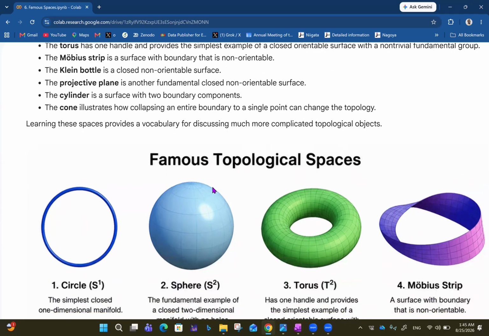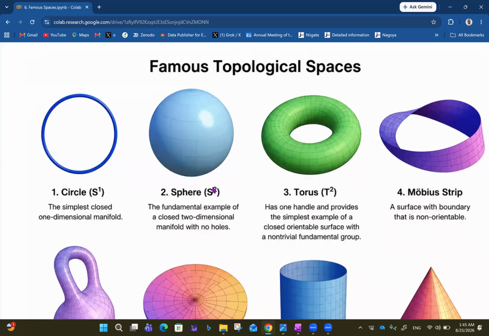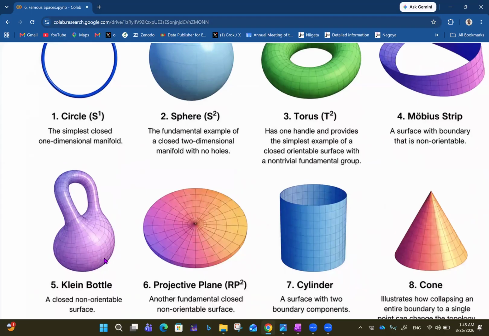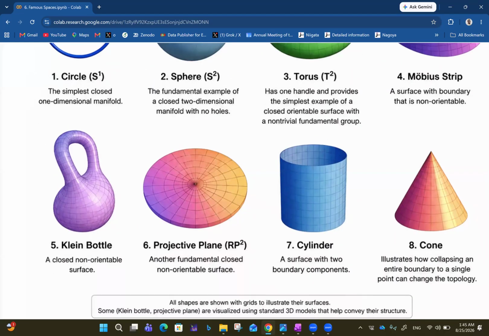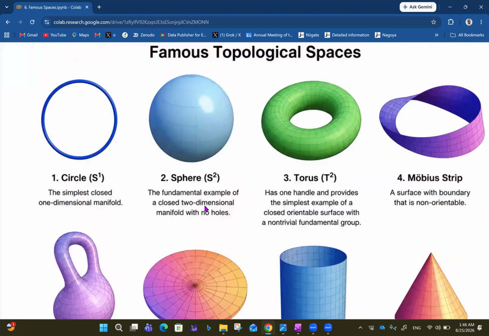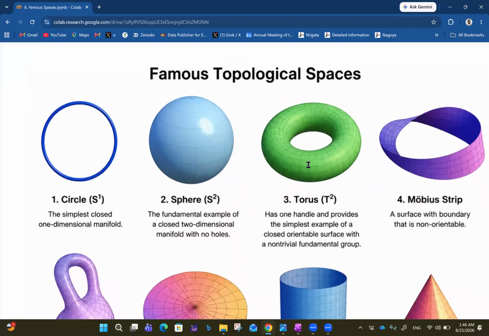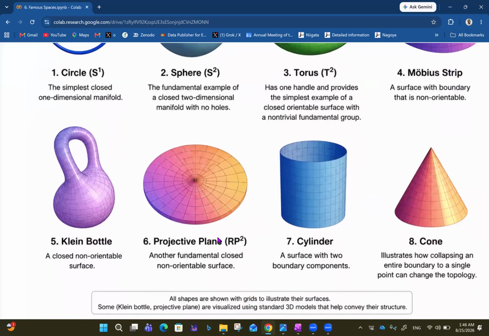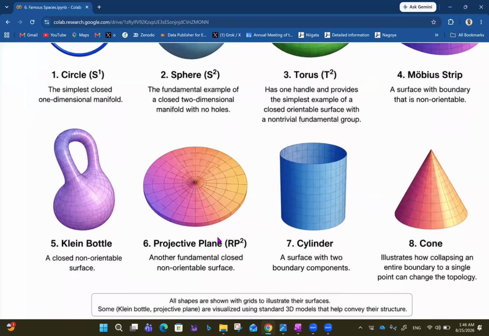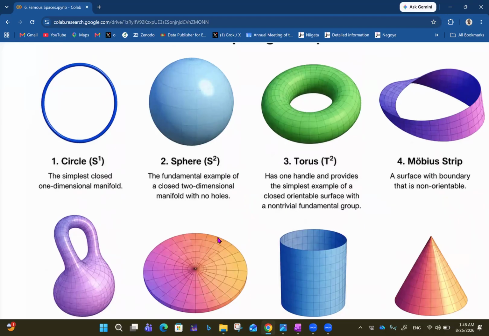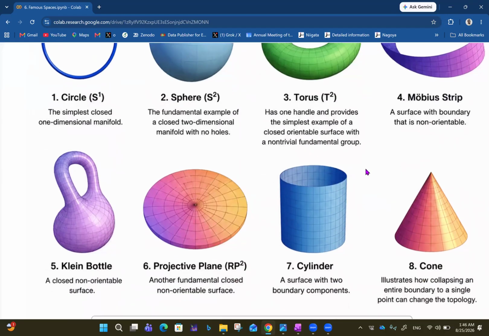Then you have the Klein bottle, which is a closed non-orientable surface. So this is a Klein bottle also. It's a closed non-orientable surface like that. Then you have the projective plane, as you see here. The projective plane is another fundamental closed non-orientable surface, which is this now. So projective plane, RP squared, circle S1, sphere S2, torus T2, like that.